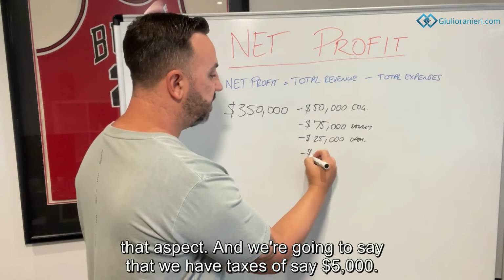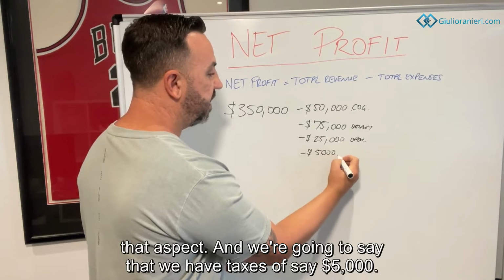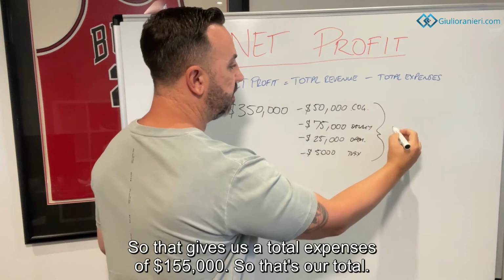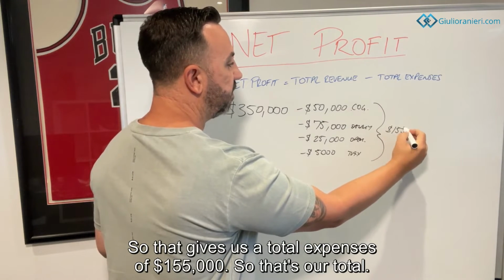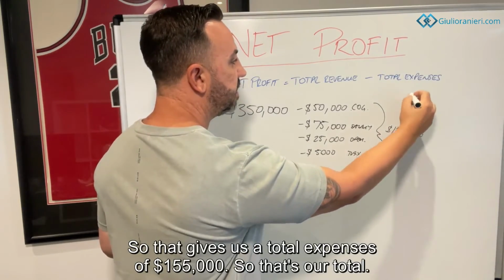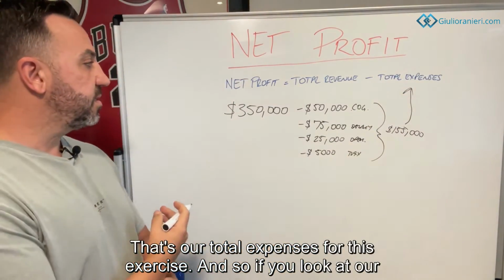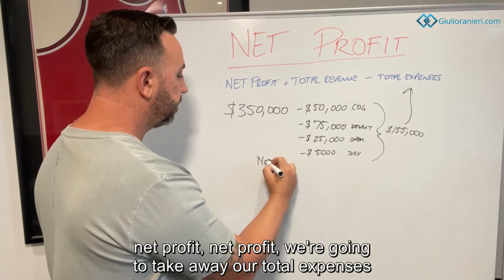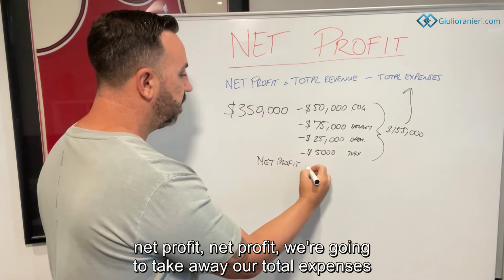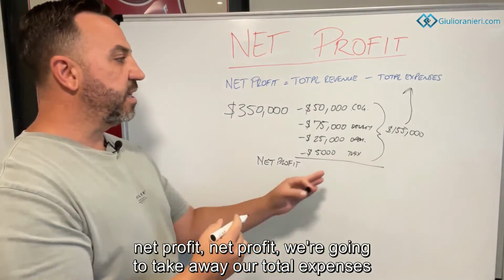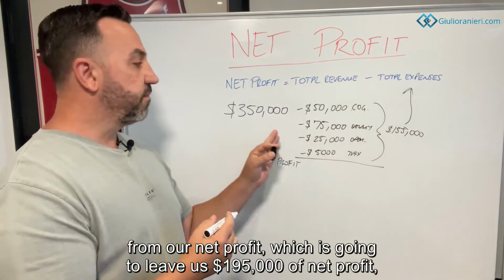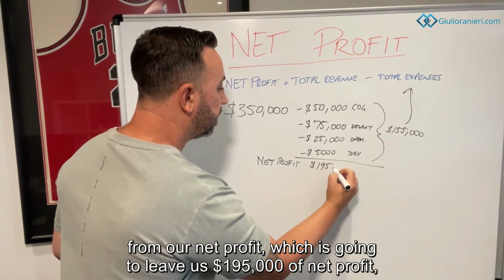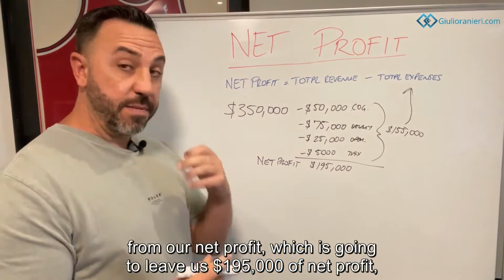And we're going to say that we have taxes of, say, $5,000. So that gives us total expenses of $155,000. That's our total expenses for this exercise. And so if you look at our net profit, we're going to take away our total expenses from our total revenue, which is going to leave us $195,000 of net profit, okay, which is great.